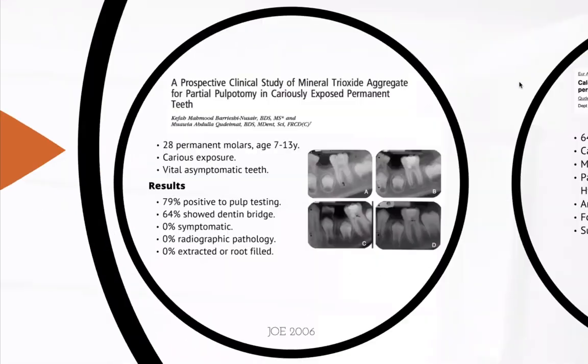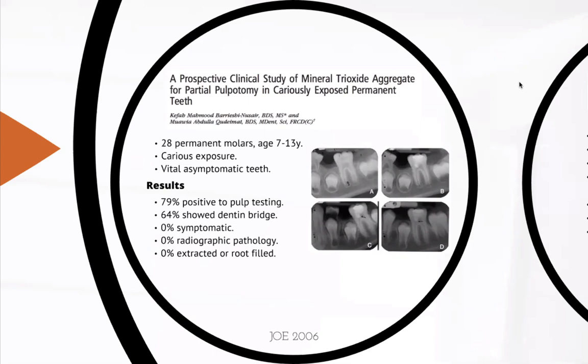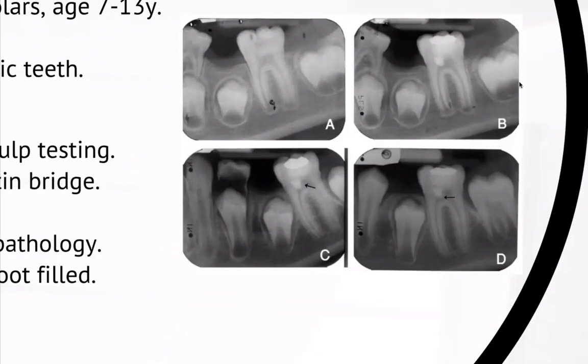Now, I'm going to talk about partial pulpotomy. And this was a study that was done in, I think, Kuwait. Age group was young, 28 permanent molars, and they followed up the cases, and they never had any teeth with symptoms, and 0% radiographic pathology, and 0% that needed extraction or root filling. And this is how it's done. You need to go inside the pulp by at least 2 millimeter to remove the suspected area, and then have a good cleaning before placing the MTA.